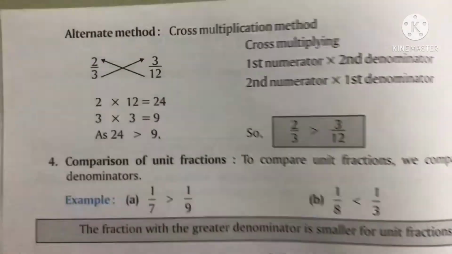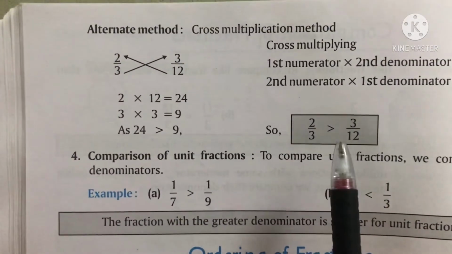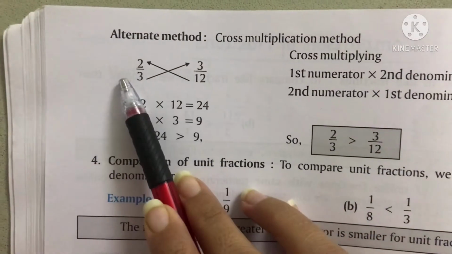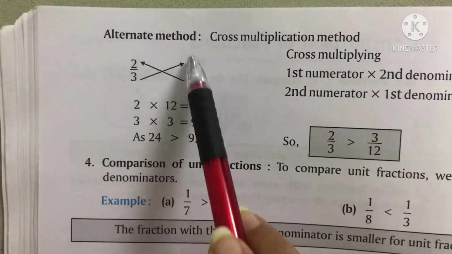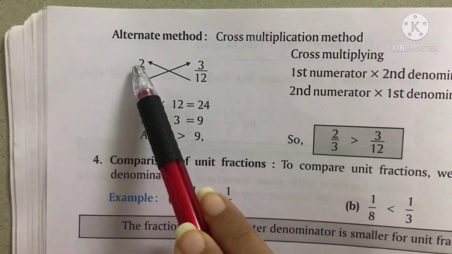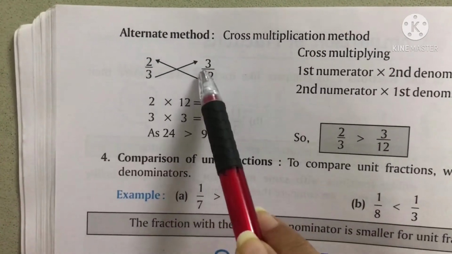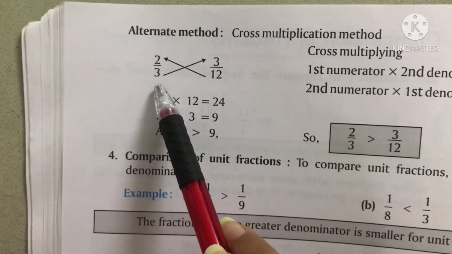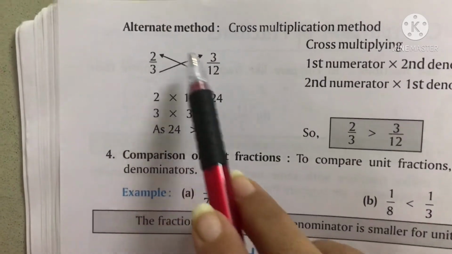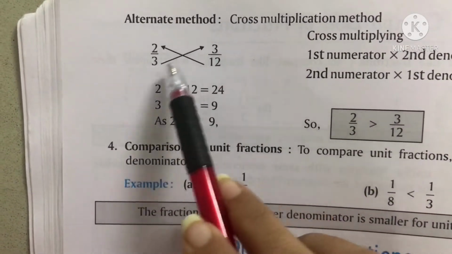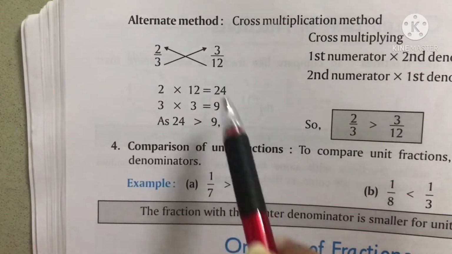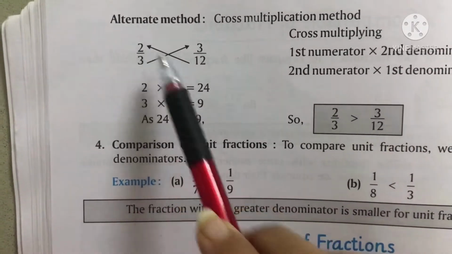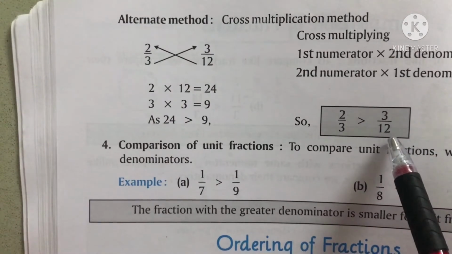Now this is another method when you are given unlike fractions with different numerators. For example, the same two fractions that we studied, 2 by 3 and 3 by 12, we will just cross multiply them. The numerator of the first fraction and the denominator of the other we will multiply, and similarly the numerator of the second fraction with the first fraction's denominator. We get 2 into 12 and 3 into 3. So we get 24 and 9. Now 24 is greater than 9. So 2 by 3 is greater than 3 by 12.